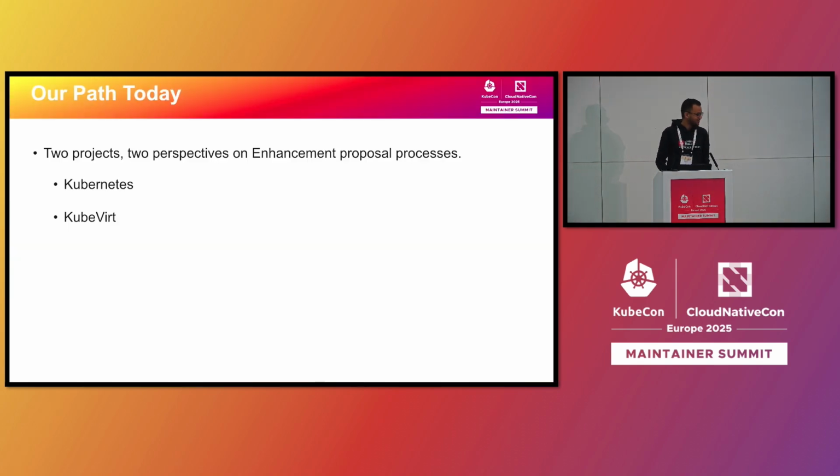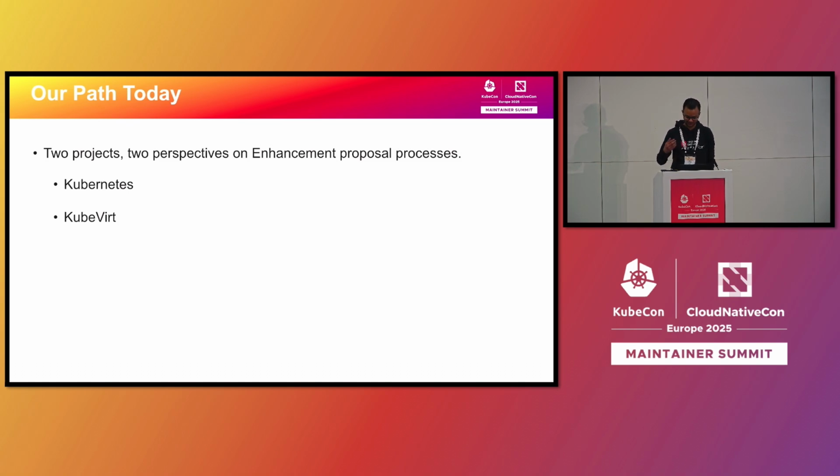So what are we going to discuss today? We are going to discuss the enhancement proposal process from the perspective of two projects, that is Kubernetes and KubeVirt. Why have we chosen those two projects? Kubernetes is a very big beast, a graduated project, and KubeVirt is relatively a smaller project that is starting its journey towards getting a process defined for enhancements.